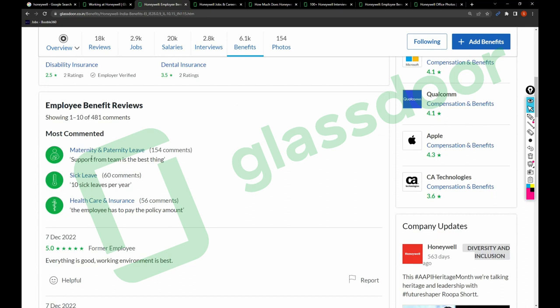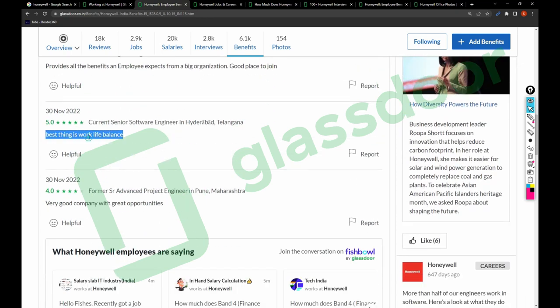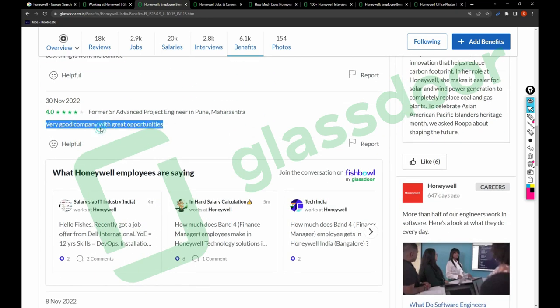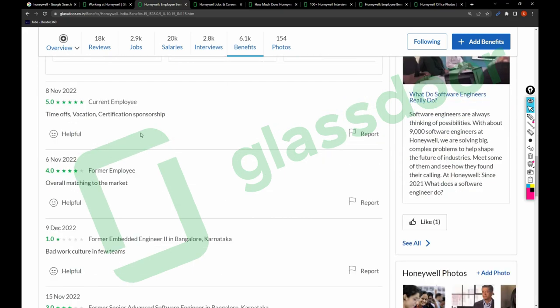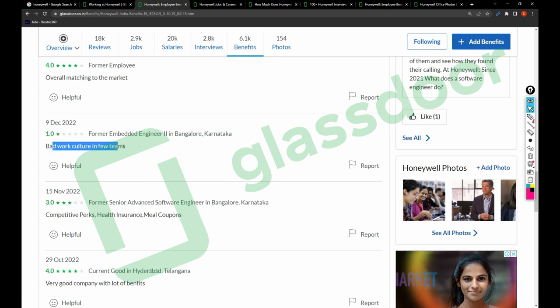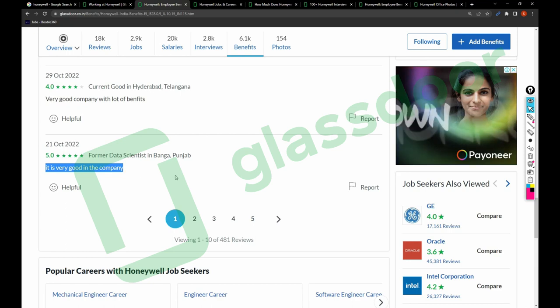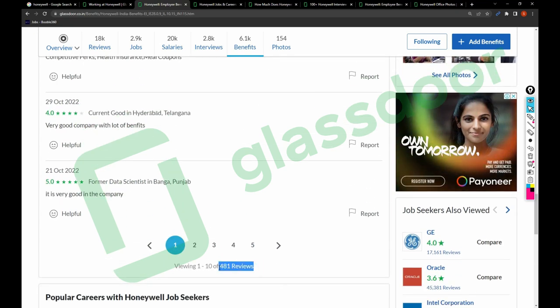Keeping that aside, maternity and paternity leave support from the team is the best thing, and sick leaves are 10 per year, and for healthcare and insurance, the employees have to pay the policy amount. Everything else is good, the working environment is the best in Honeywell, and the best thing is the work-life balance in Hyderabad, a very good company with great opportunities in Pune, and time off, vacation, certificate, sponsorship. Bad work culture in a few teams. It is in a few teams, not in all the teams, by the way. It is a very good company. So these are the reviews, and there are 481 more reviews, friends.